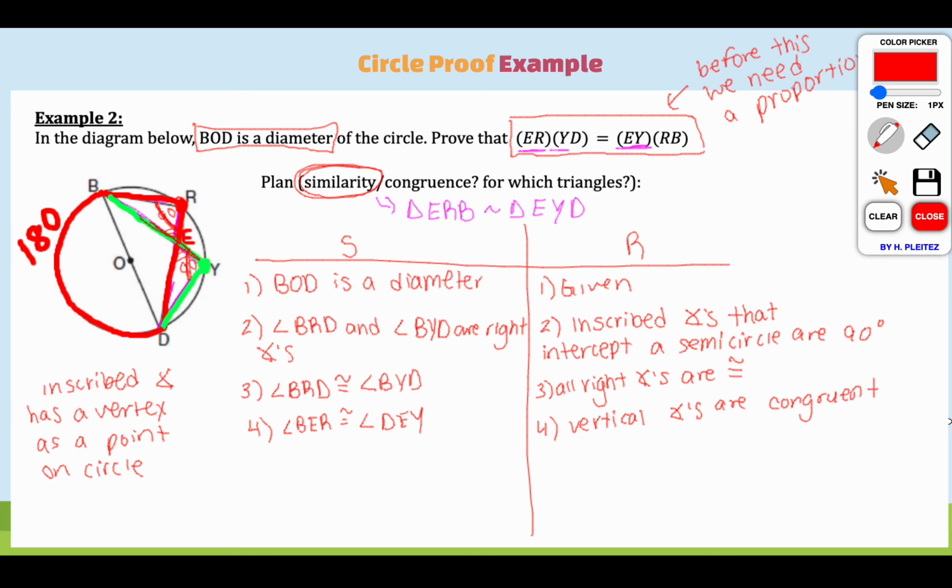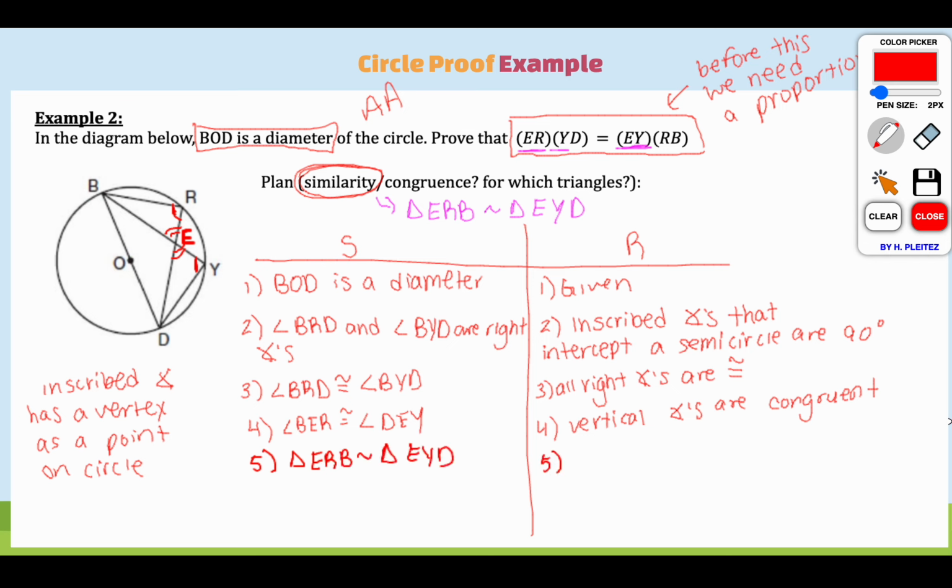Remember, for similarity, the most common one we use is angle, and you need two angles in your triangle. So let me clear the diagram so you guys can see what we're actually at right now. So far, we said that angle R is congruent to angle Y, right? We have our vertical angles here. We're good to go for similarity. So we have triangle ERB is similar to triangle EYD because of angle similarity.